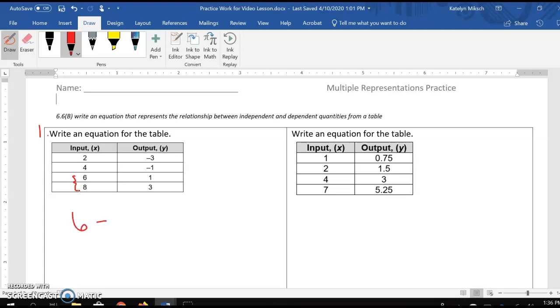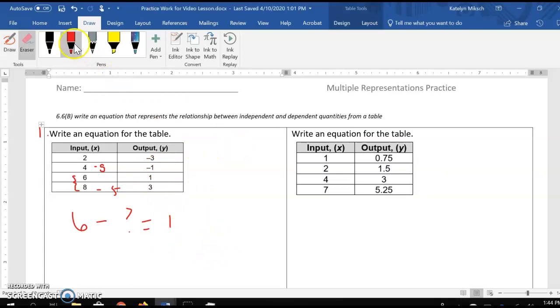6 minus what number would give me 1? Well, 5. So then I've got to see, would that work? Would 8 minus 5 give me 3? It would. And so I need to keep checking with my other numbers. Would 4 minus 5 give me -1? Yes. If I start with 4 and I take 5 away, I'm taking away more than what I have, so it gives me a negative answer.